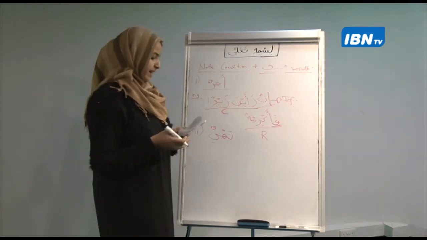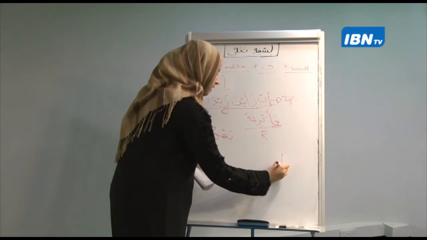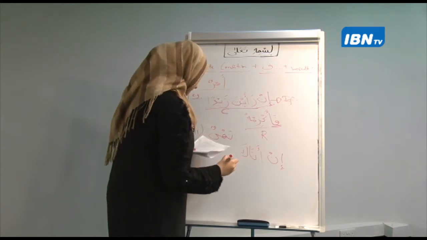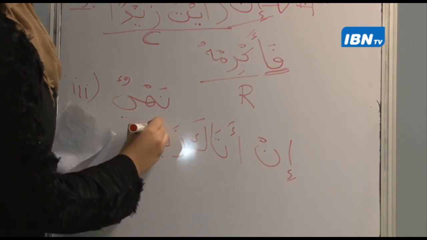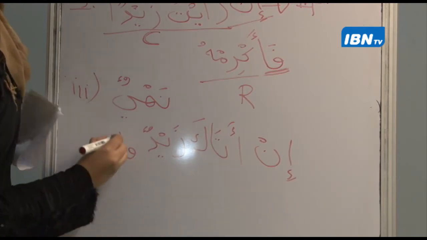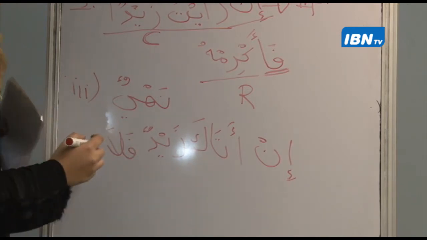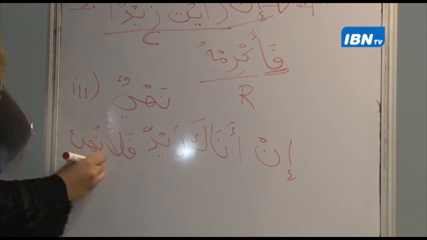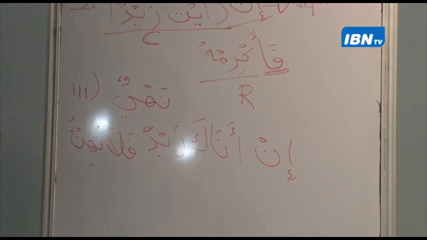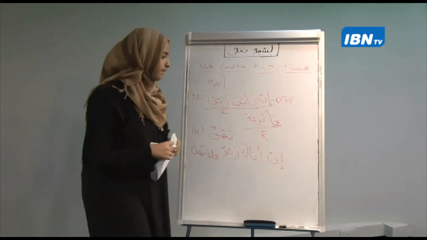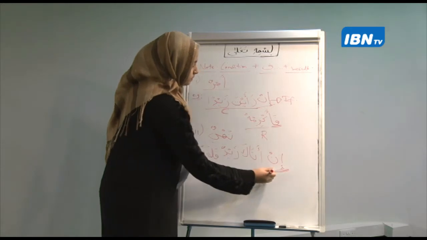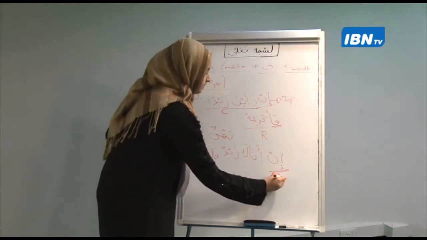For example, if I have the sentence in ataka Zaydun fala tuhinhu: if Zayd comes to you, do not humiliate him. So my particle of jazm here is again in.